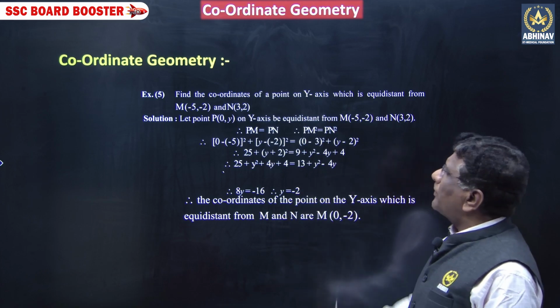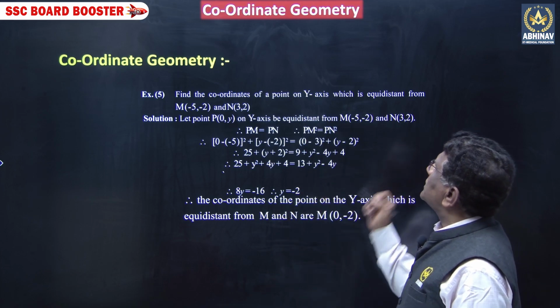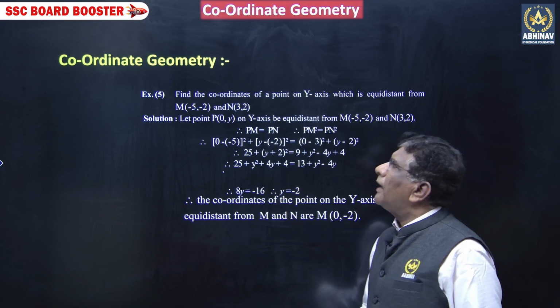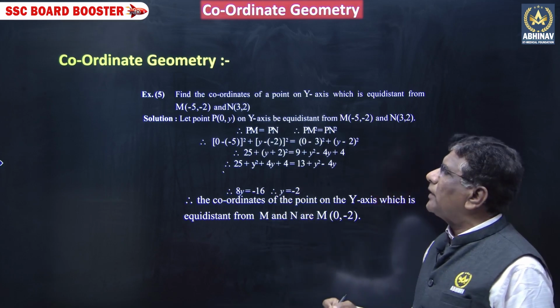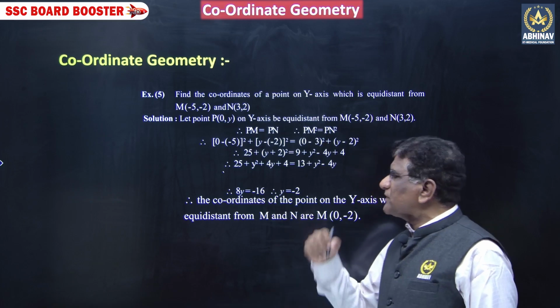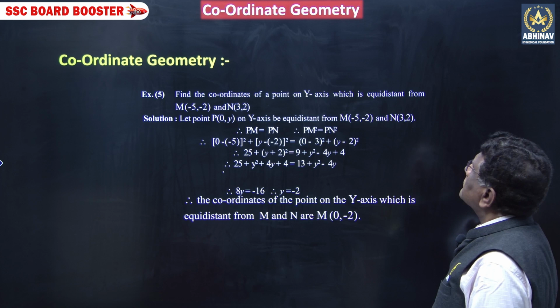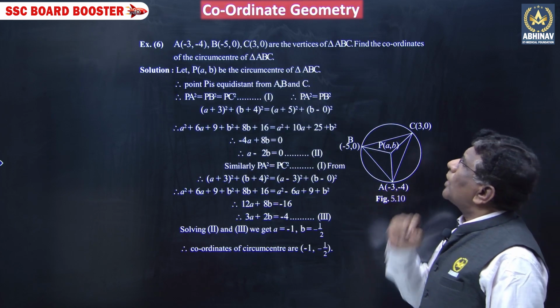See, these are some of the examples. Find the coordinates of the point on the y-axis which is equidistant from the points M and N. Some coordinates are given, and this is an example. So you also have to practice this particular example. Secondly, this is one of the examples.